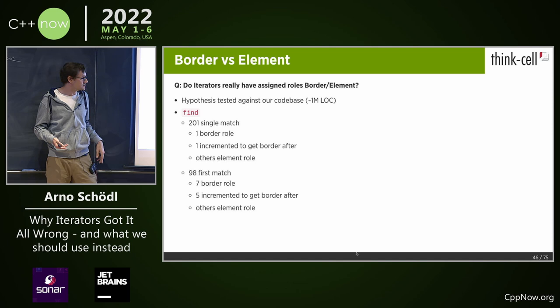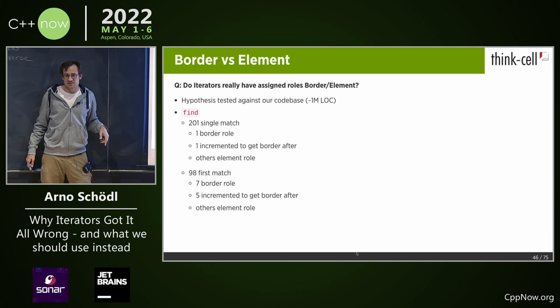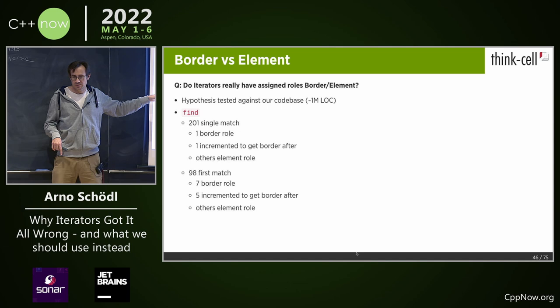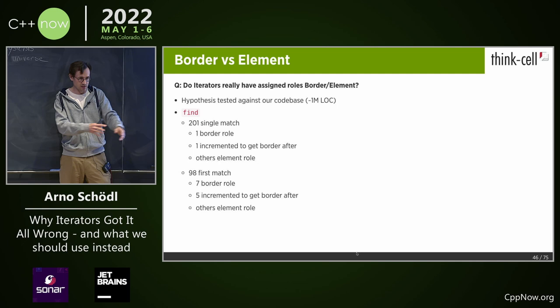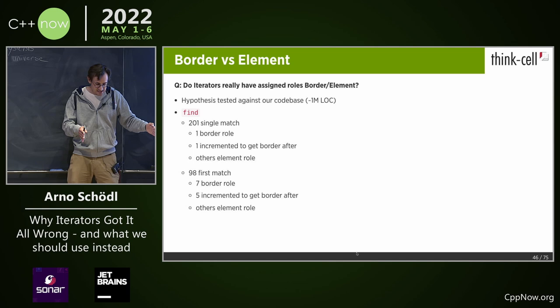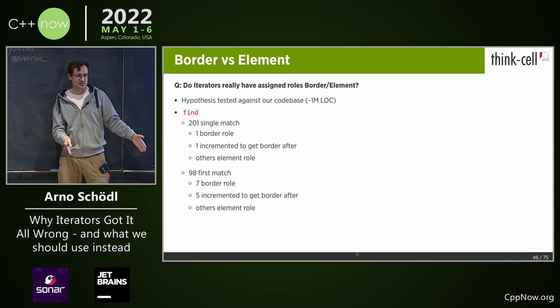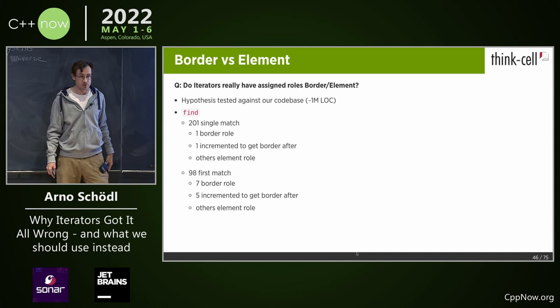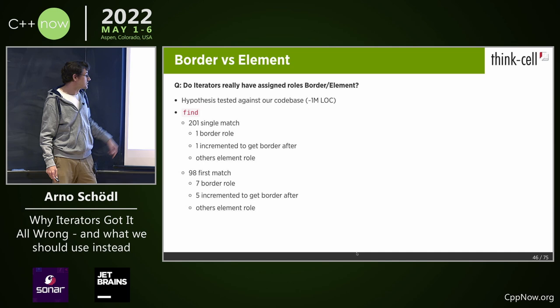Now, if you're finding the first match, there it's easy to imagine that this would be more border heavy, because it's kind of a trim. You're going through the sequence of elements in your range, and you're really saying there is a prefix in my range that is not fulfilling the predicate I give to the find first. And so 7 actually have the border role. They essentially find the prefix. But 5 also are incremented to get the border afterwards. And all others are elements.